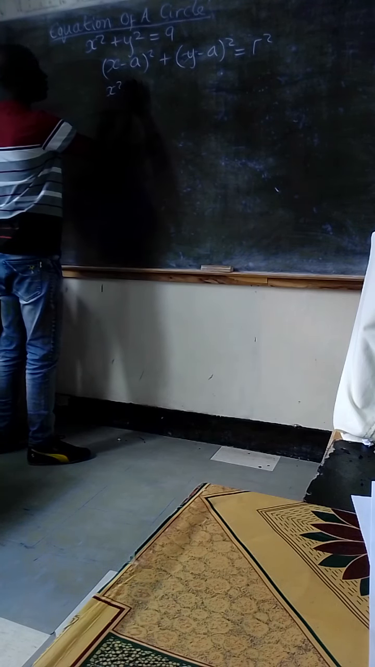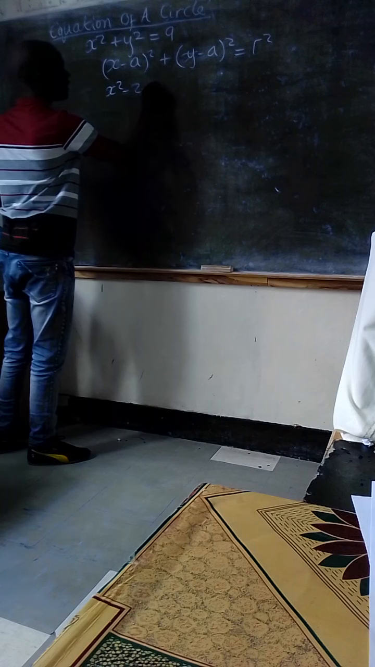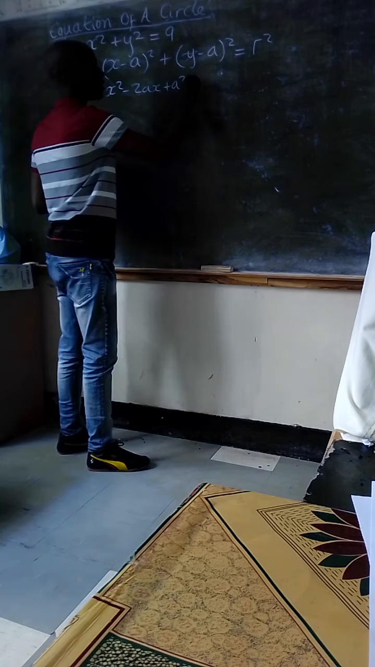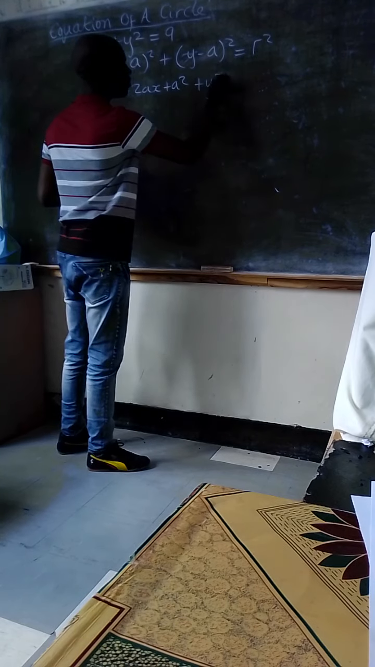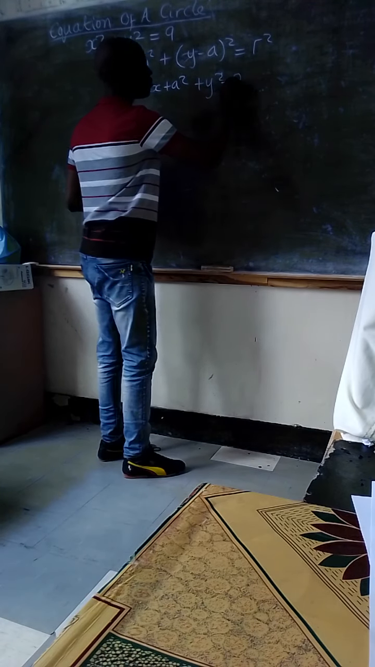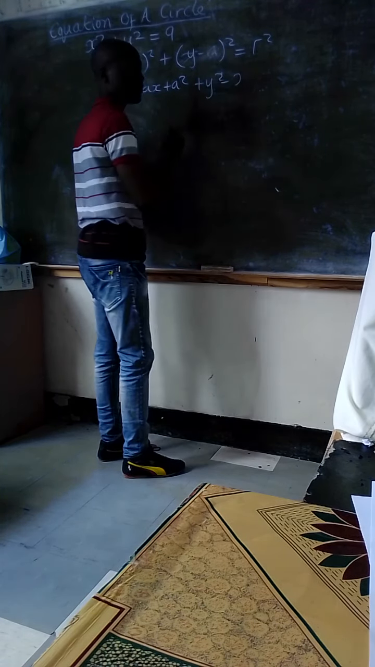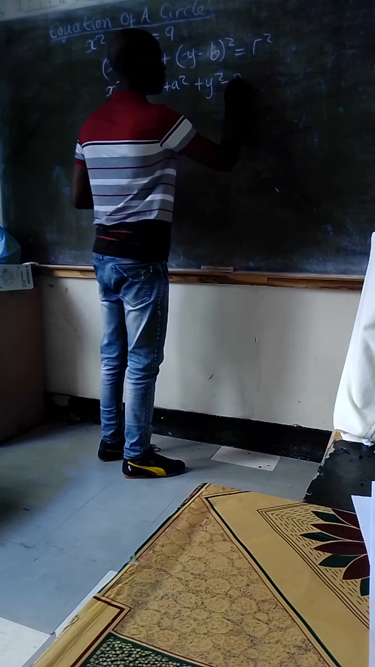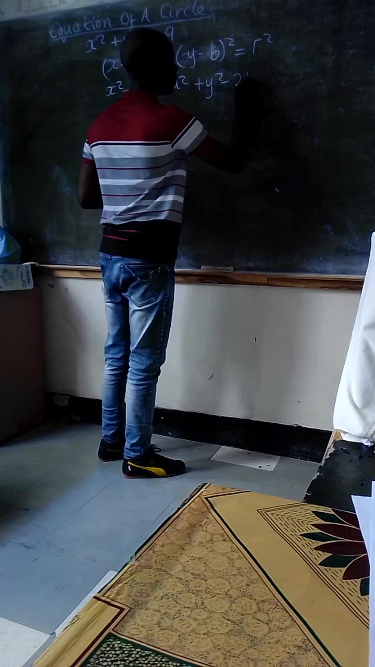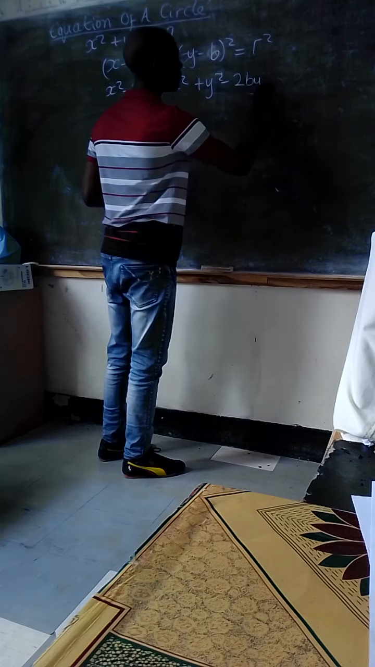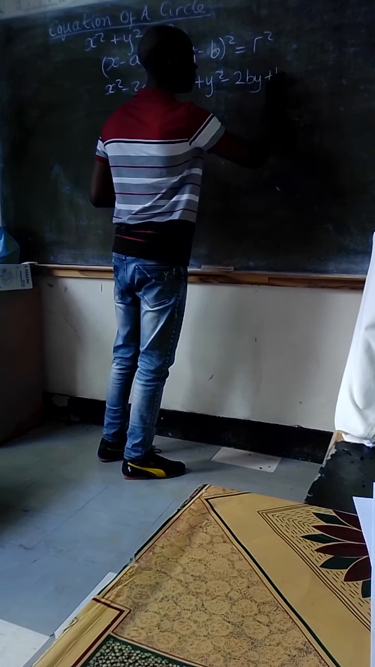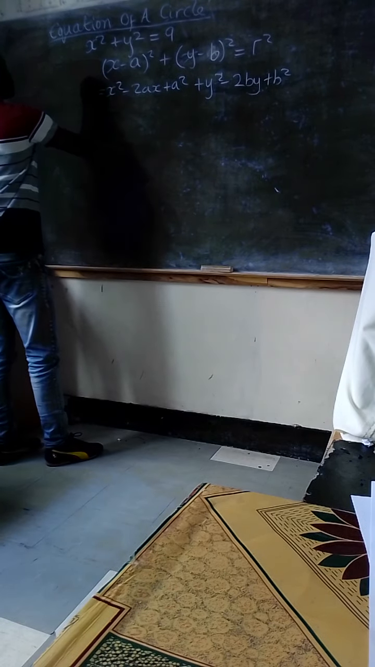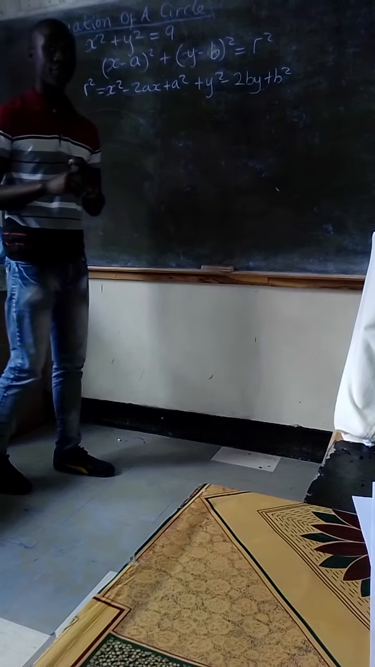x squared minus 2ax plus a squared plus y squared minus, and forgive me, this is supposed to be b, that way we can differentiate it properly, 2by plus b squared. And then all this is equal to our radius squared.